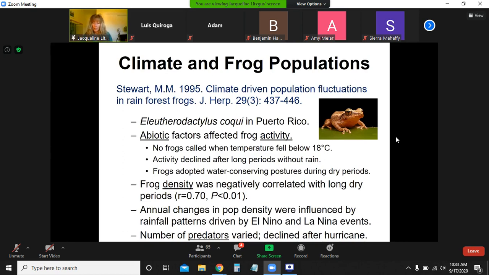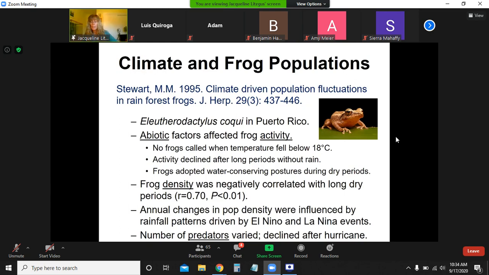One, because it covers a lot of the topics that we've talked about already, so things we talked about in lecture one, things we're talking about in today's lecture. And it also touches on ideas that we're going to talk about later in the semester. So it talks about physiological ecology a little bit. It talks about life histories a little bit.